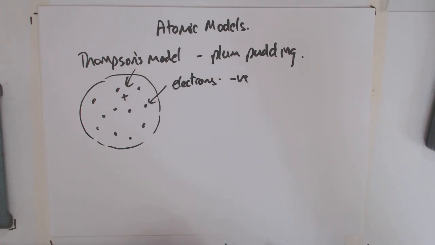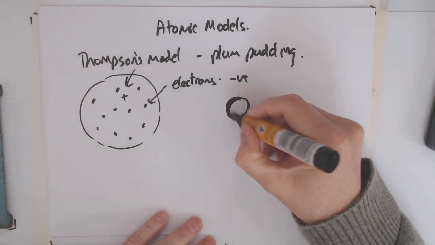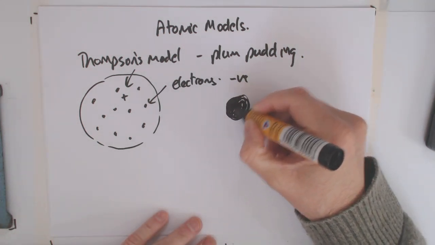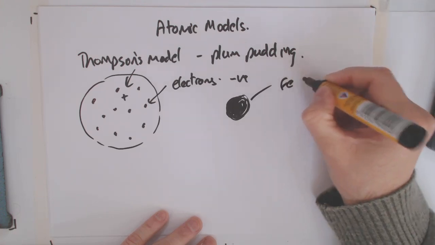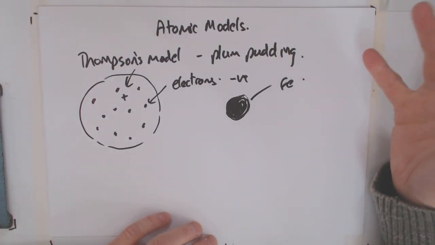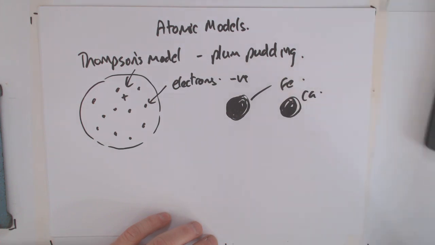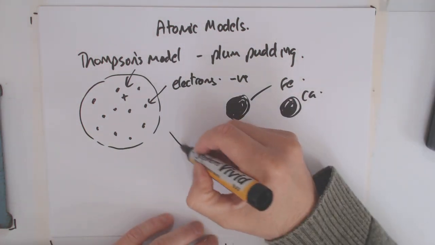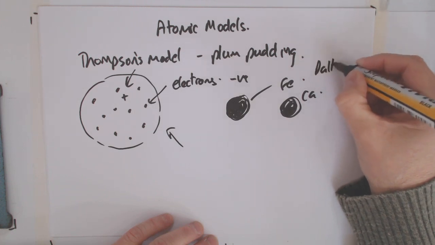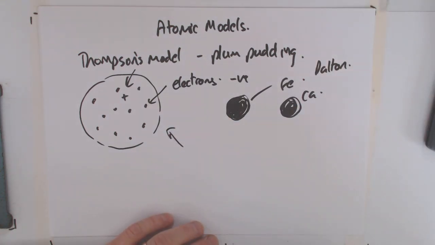There was another guy before that, Dalton. Dalton had the idea that the atoms were just these hard units, little spherical balls, like an iron spherical atom, and that there'd be a calcium spherical atom. So Thomson, compared to Dalton, was definitely an improvement. He had discovered the electron. He knew there must be positive charge because the atom was neutral.